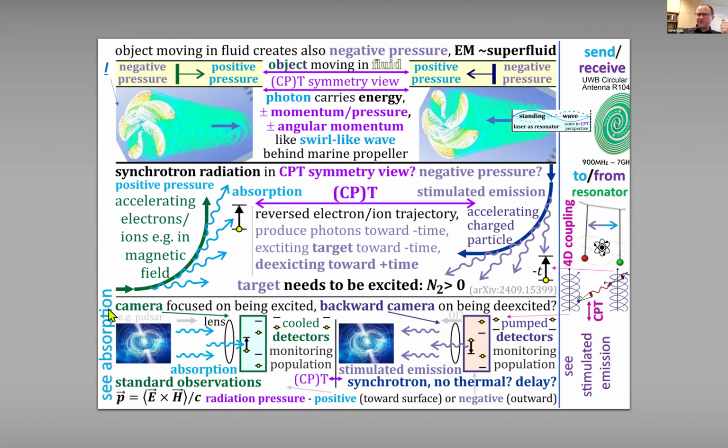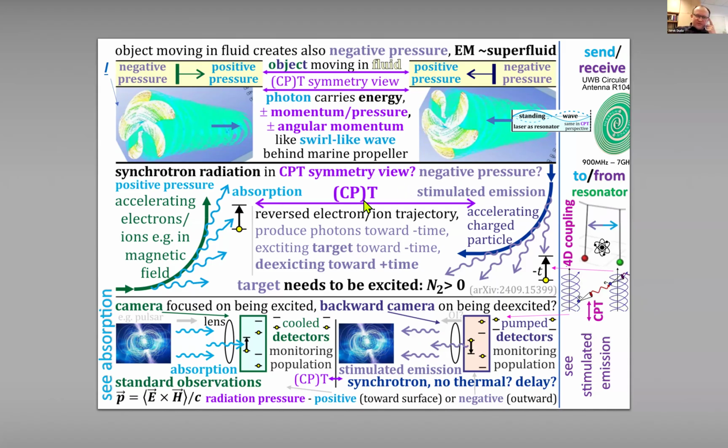Like in synchrotron radiation, we have this positive radiation pressure, but also in fluid, if we create positive pressure, then we also have to create negative pressure from the other side. So we can also create this negative radiation pressure. So yes, like here, we just switch the two electrons or the coupled resonators.